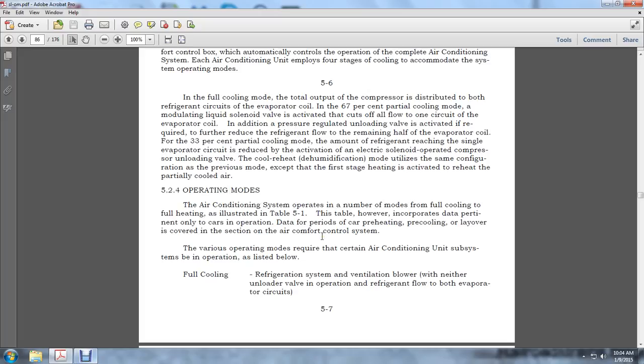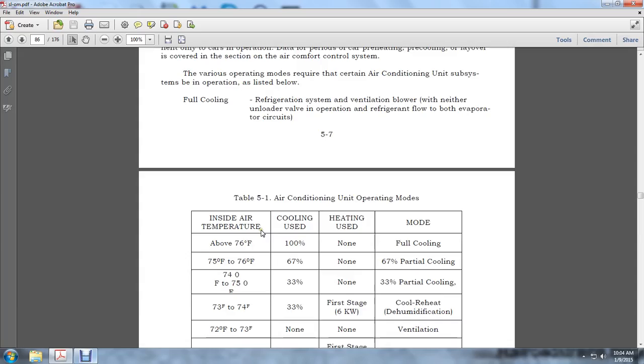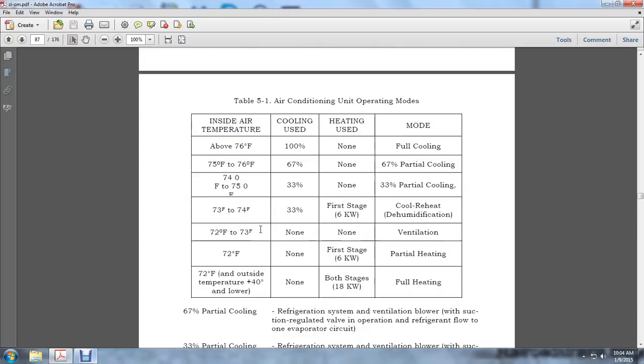Full cooling: refrigerating system and ventilation blower operating, with neither unloader valve in operation, and refrigerant flow to both evaporating circuits. Table 5.1, air conditioning unit operation modes. If the temperature is above 75 degrees, the cooling uses 100%, the heating uses none: full cooling. 75 to 76 degrees: 67% cooling used, no heating used, and 67% partial cooling.